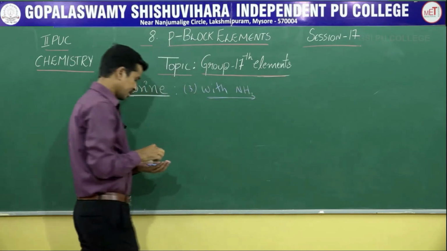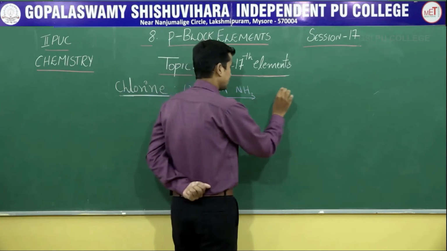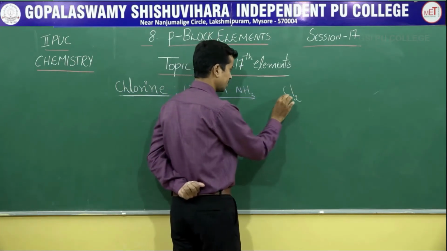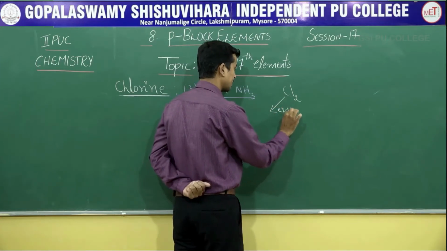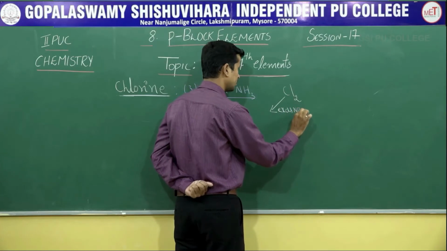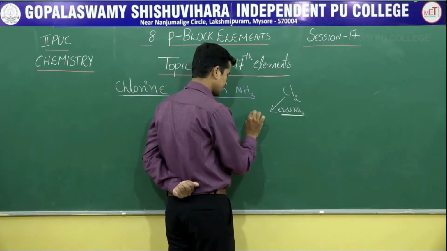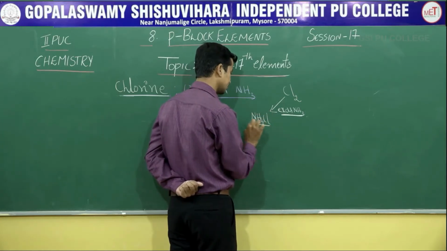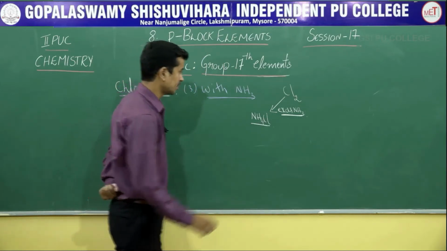NH3. It's very important. Chlorine reacts with excess of ammonia to give NH4Cl.